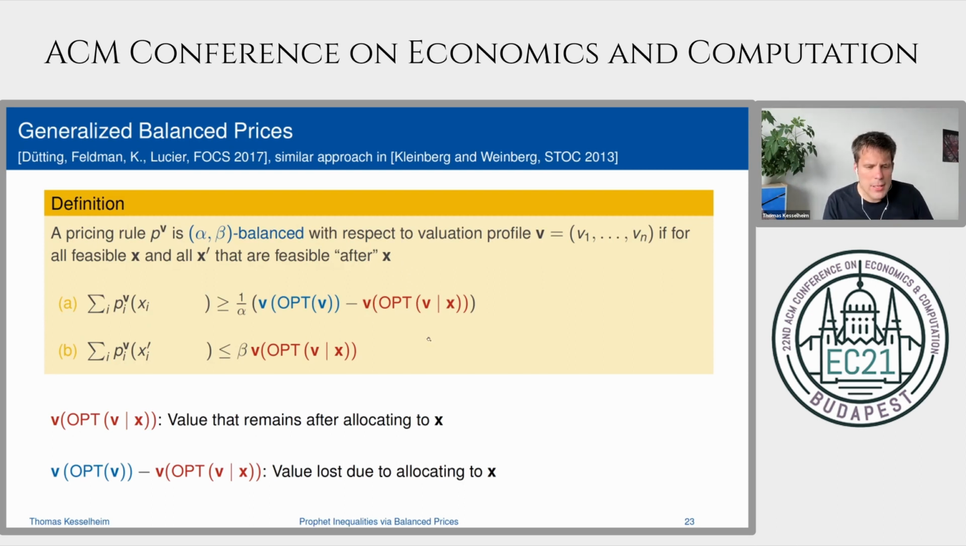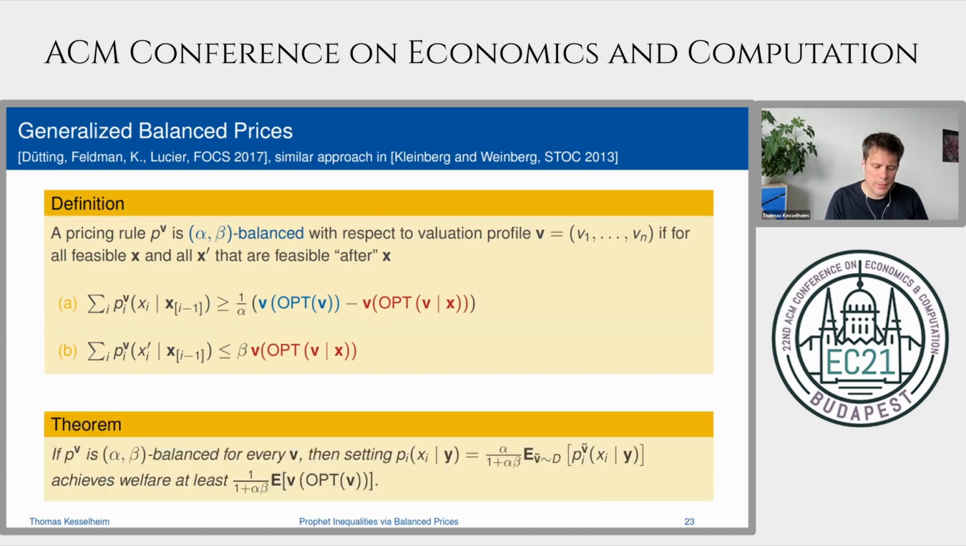So the general idea that you should keep in mind here is that this generalizes what we've seen for these balanced prices for combinatorial auctions. Now, to make things even more complicated, you can make the prices depend on what you've allocated so far. And this is actually necessary for the case of these matroid prophet inequalities. But before we get there, let's first see that what we had before for these combinatorial auctions also nicely generalizes here. Namely, if you have alpha-beta balanced prices, then you will get a 1/(1+alpha*beta) approximation to the optimal social welfare.